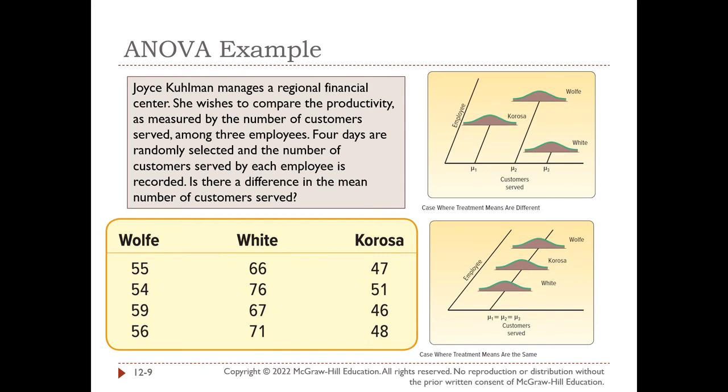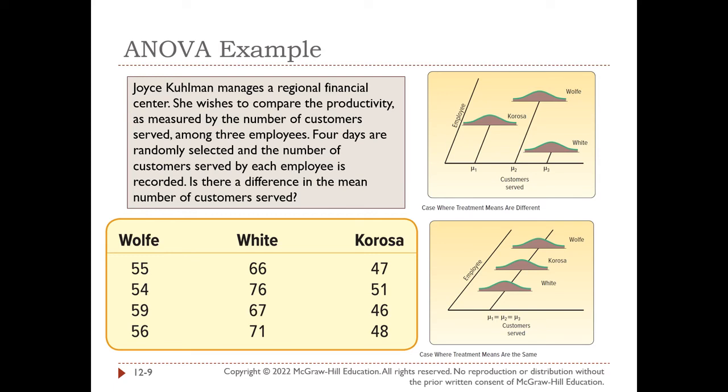So here's our example. Joyce Coleman manages a regional financial center. She wishes to compare the productivity as measured by the number of customers served among 3 employees. 4 days are randomly selected and the number of customers served by each employee is recorded. Is there a difference in the mean number of customers served? Okay, so we have Wolf, White, and Corosa. They give us all the mu's, and we'll see if there's any change.